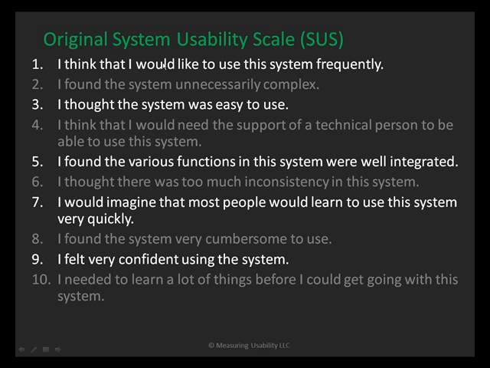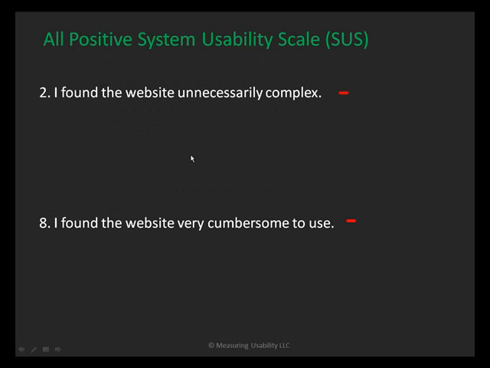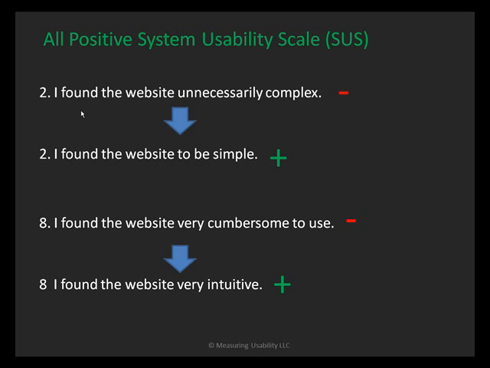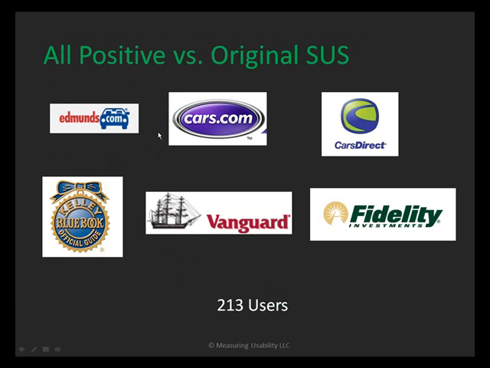It includes the same number of both positively worded items, which are the odd items, and negatively phrased items, which are the even items, and they alternate through. We created an all-positive System Usability Scale by creating close analogs to the negative items. So for example, items 2 and 8 go from negative to positive, and we create an all-positive version of the SUS.